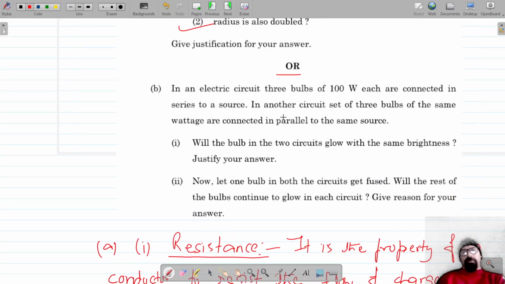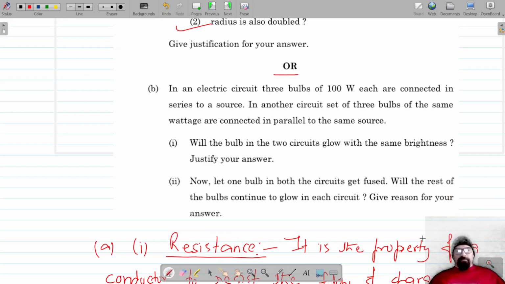Moving on to the OR part, it's given that in an electric circuit, three bulbs of 100 watt each are connected in series to a source. In another circuit, a set of three bulbs of the same voltage are connected in parallel to the same source.